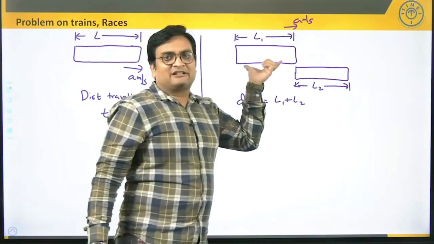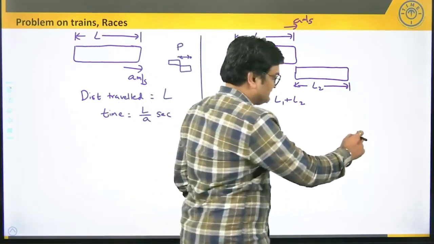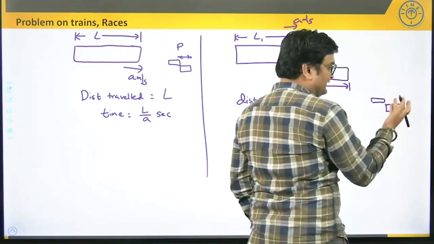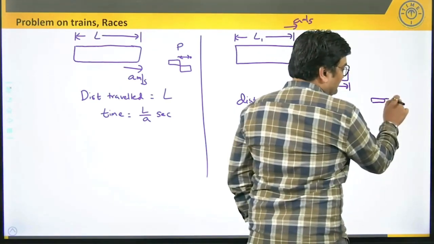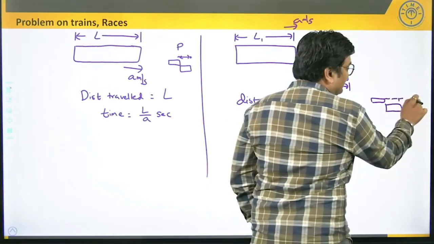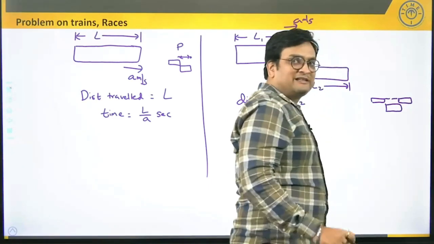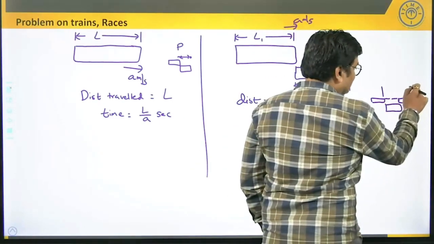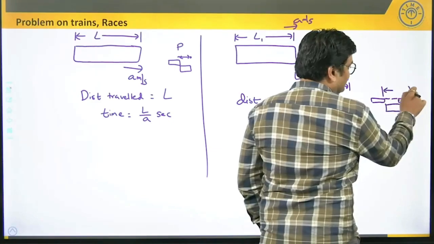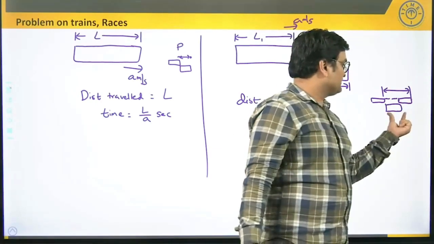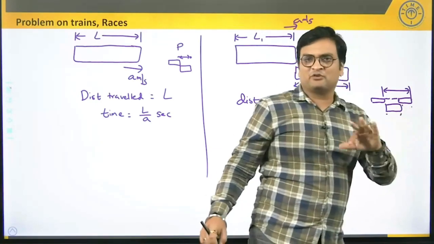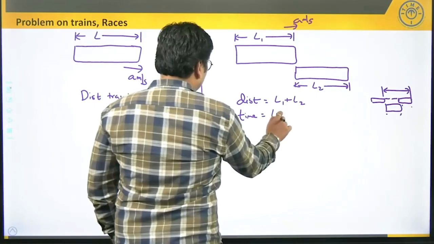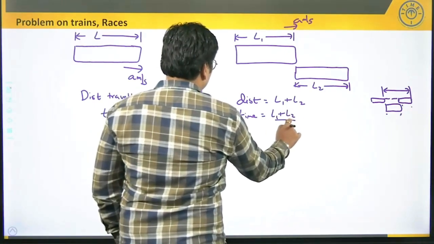So the train will start crossing like this, with the front end of the train. The train will keep moving. Only when the rear end of the train crosses do we say that the train has crossed that stationary object. So what is the distance that the train is travelling from front end to front end? This is the total distance, and what is it equal to? This is L2 plus L1, so L1 plus L2. So what will be the time taken? Simple, distance by speed. So many seconds.